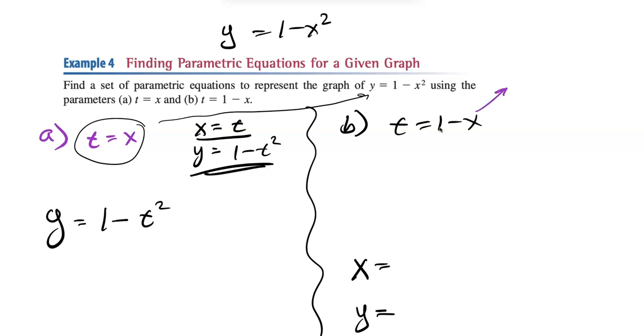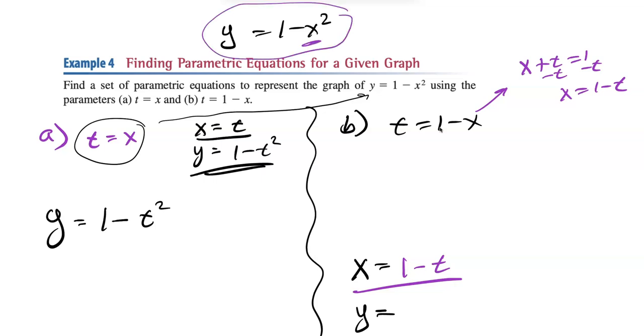So we're going to add x to both sides, you get x plus t equals 1. And subtract t: x equals 1 minus t. So that's what x equals. And all we're going to do is go back into this equation here. And wherever you see an x, you're going to plug in what x equals. So we have y equals 1 minus x squared. But now we know x is 1 minus t. Like that. And let's simplify it.